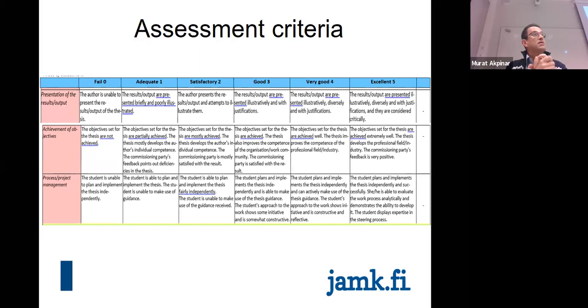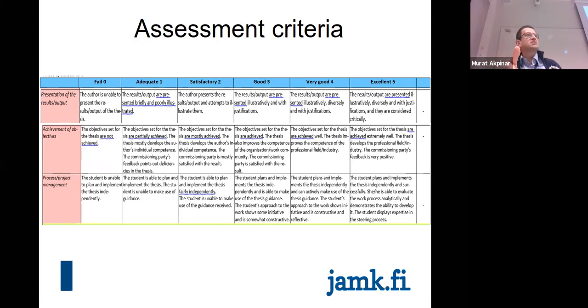Does the peer evaluation have an effect on the marks for the thesis? Peer evaluation does not affect the grade. Peer evaluation actually helps more the student who is doing the evaluation. So that's the purpose. We don't take the peer evaluation into consideration when we are grading.